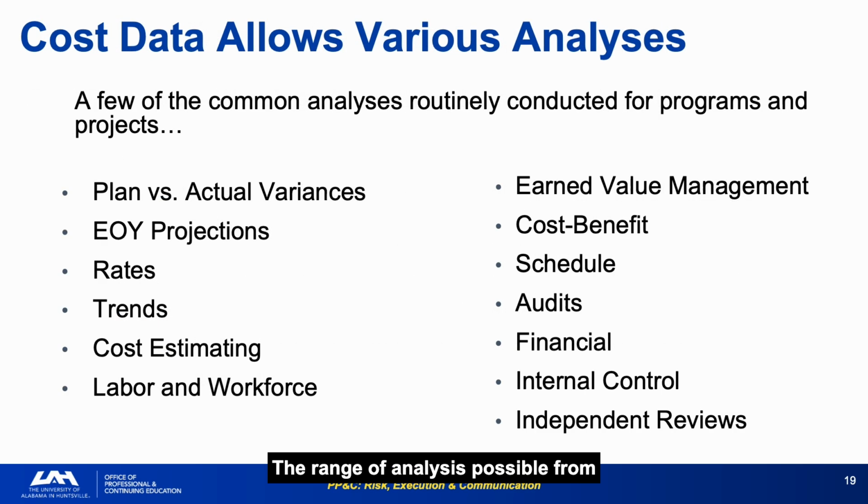The range of analyses possible from budget execution data is extensive, including plan versus actual variances, EOI projections, rate trends, EVM, cost-benefit analyses, schedule comparisons, audits, and internal controls. Not all of these analyses are relevant to every program or every month. The discipline is knowing which ones are most important, given the current program status, and applying them consistently rather than opportunistically. Plan versus actual and trend analyses are the core monthly disciplines.